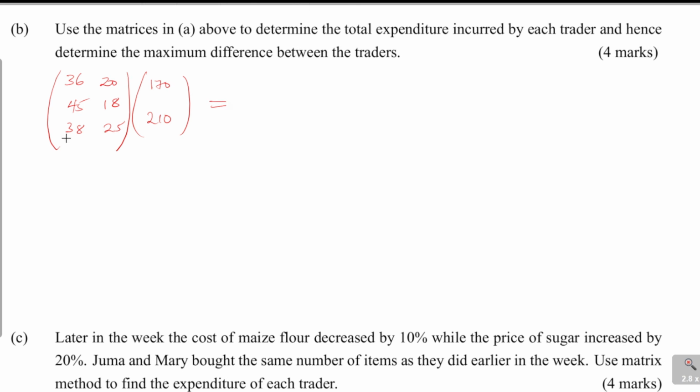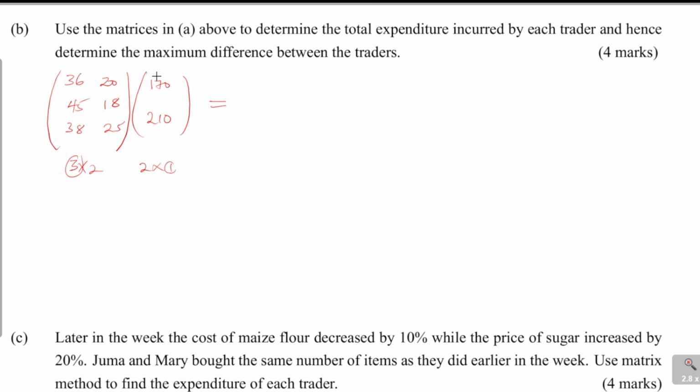So you should understand how to multiply these. This is a 3x2 matrix, and this one is a 2x1 matrix. So of course, when you multiply these, the answer will be a 3x1 matrix. You know how to multiply these.